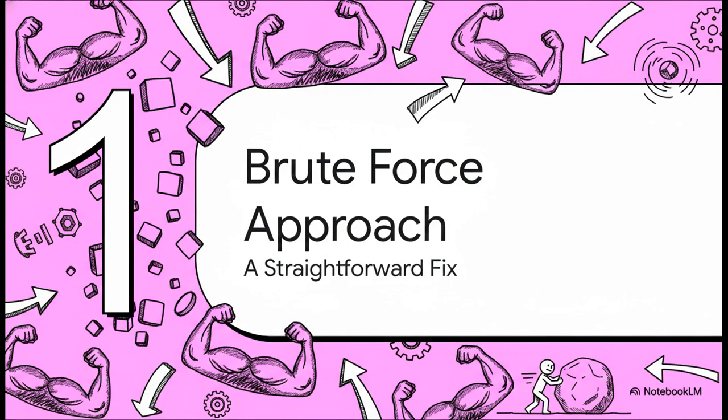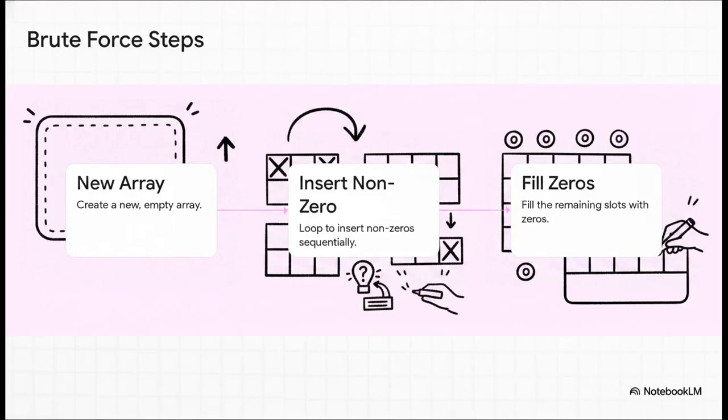Section 1. The brute force approach. Whenever you face a problem like this, it's actually highly effective to explore your most intuitive gut instinct first. So what's the easiest way to do this? Well, first, we'd simply create a brand new empty array. Second, we'd run a loop over our original array, basically asking each element, hey, are you non-zero? If it is, we sequentially pop it into our new array. Finally, we take the total length, subtract the number of non-zeros we found, and just fill those remaining empty slots at the end of our new array with zeros.